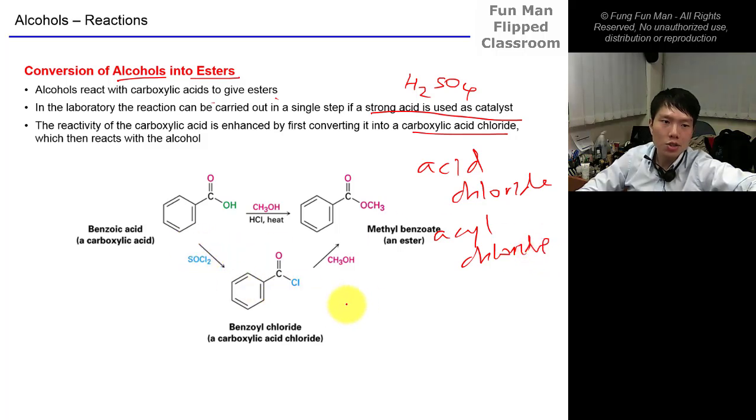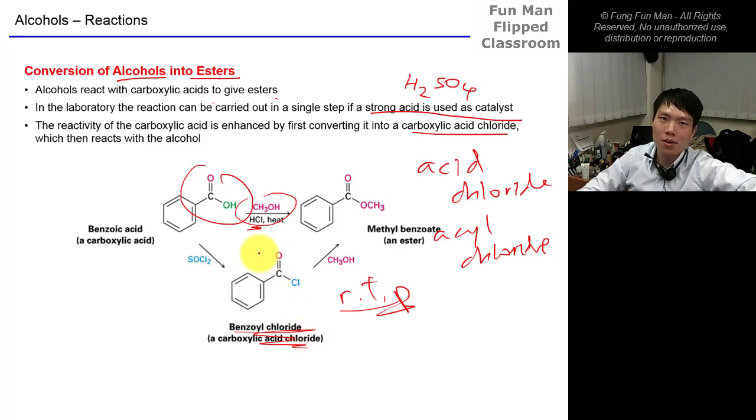Then I can just do it at RTP. You see? RTP, no need heating. Heating is only done when you have alcohol and carboxylic acid with an acid catalyst. Here, first I convert it into an acid chloride. Very reactive. I just throw in a bit of alcohol. Instantly you get the ester.